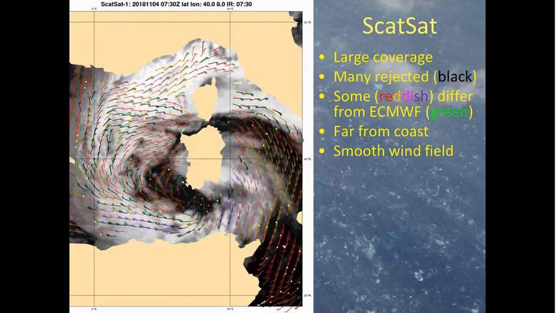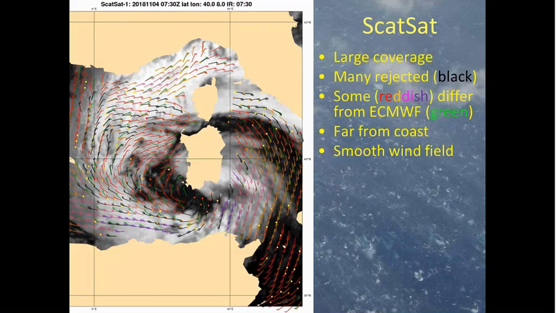Now we have a look at different spectrometers. This is SCATSAT. It's a rotating pencil beam spectrometer. It has a 1800 kilometer wide swath. It has a large coverage. But you see that in this case, which was a quite severe Mediterranean storm, you see many black arrows. These black arrows are arrows that are rejected by our quality control. Well, some of those are probably still okay, so we are continuously trying to improve our quality control to give you a better view on what we think is suspect and what we think is good.